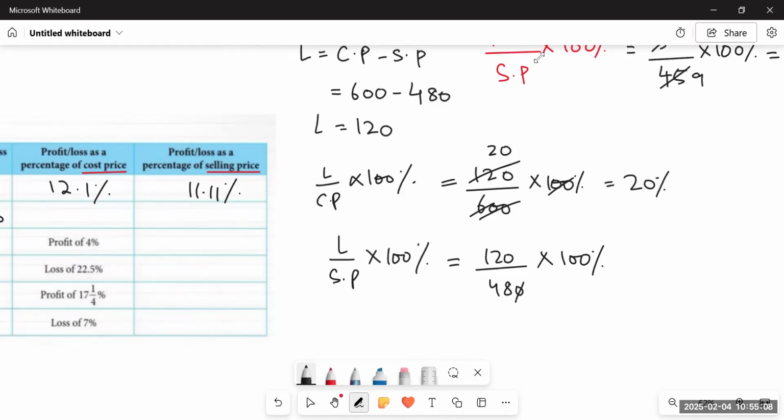But when we talk about loss as a percentage of selling price, 2 zeros will cut each other. 12 ones are 12, 12 fours are 48, 4 ones are 4, 4 25s are 100. It means there is a loss of 25% of selling price, right? The loss is 25%, a huge loss, 1/4 of the selling price.